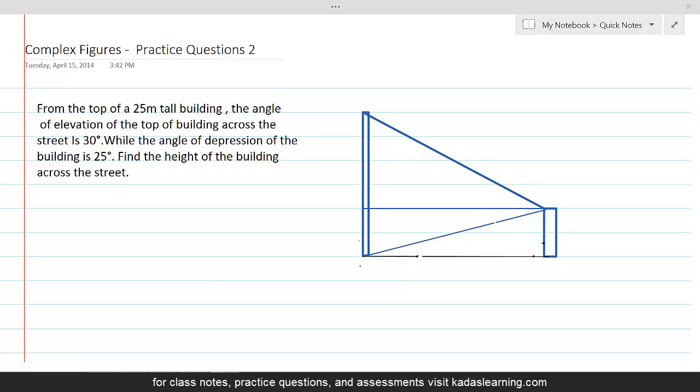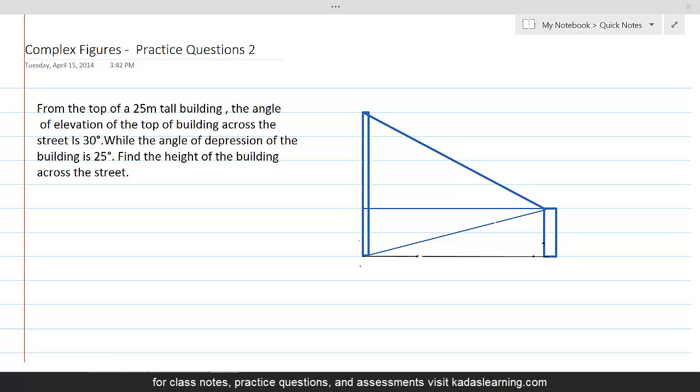From the top of a 25-meter tall building, the angle of elevation of the top of the building across the street is 30 degrees, while the angle of depression of the foot of the building is 25 degrees. Find the height of the building across the street.